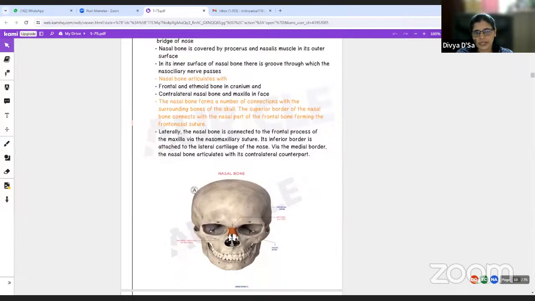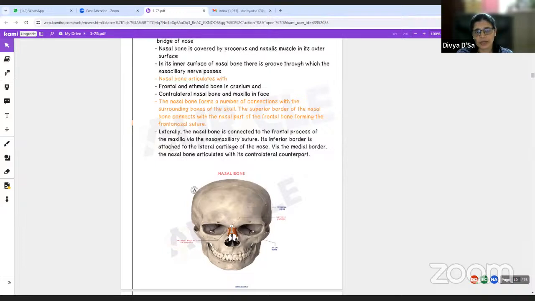So the nasal bone articulates with the frontal bone in the front, as well as the ethmoid bone on the inside. And in the face, it will be articulating down with the contralateral, that is the opposite bone, the similar bone on the right or on the left, as well as the maxilla. So this nasal bone forms a number of connections with the surrounding bones of the skull, since it is articulating with different bones.